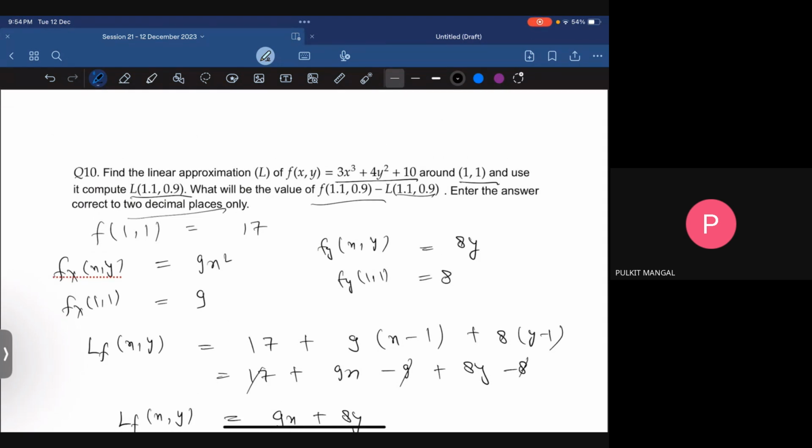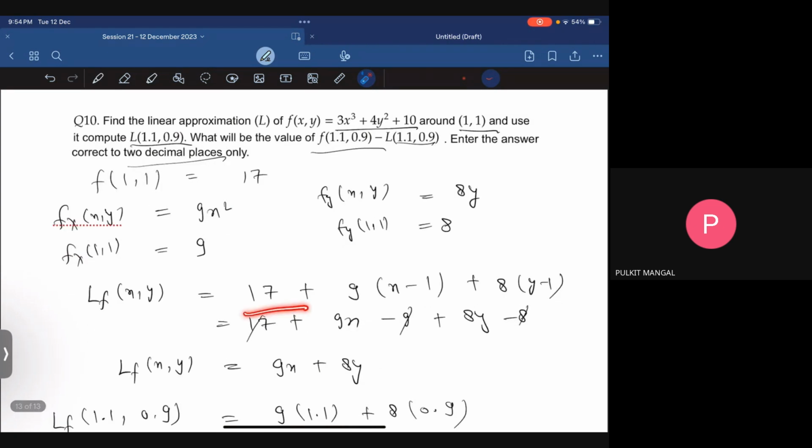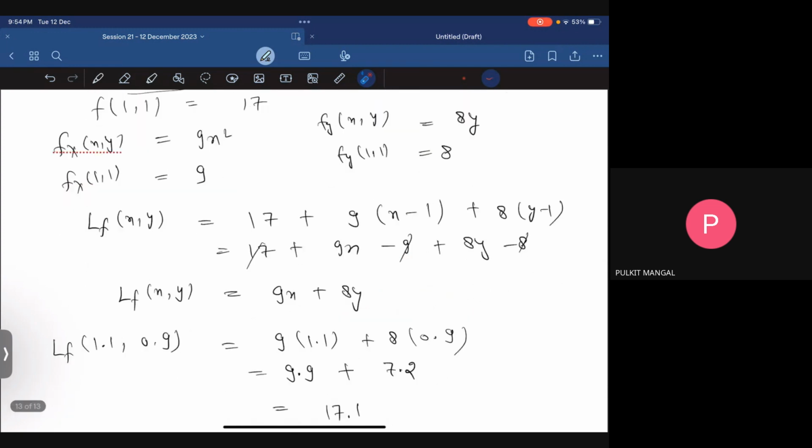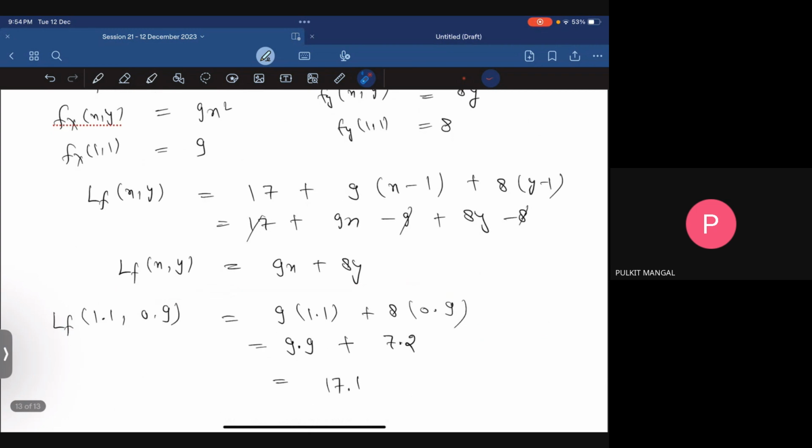Okay, so any doubt in this question? We first find the linear approximation at the point (1, 1). To find it, we need to find the function value first. So the function value at the point (1, 1) is 17. Then find the partial derivative with respect to x and with respect to y, and the partial derivative values at the point (1, 1). So these are 9 and 8. Then the linear approximation is given as the function value plus the partial derivative with respect to x times (x minus 1) plus the partial derivative with respect to y times (y minus 1): 17 plus 9x minus 9 plus 8y minus 8. We got the linear approximation as 9x plus 8y.